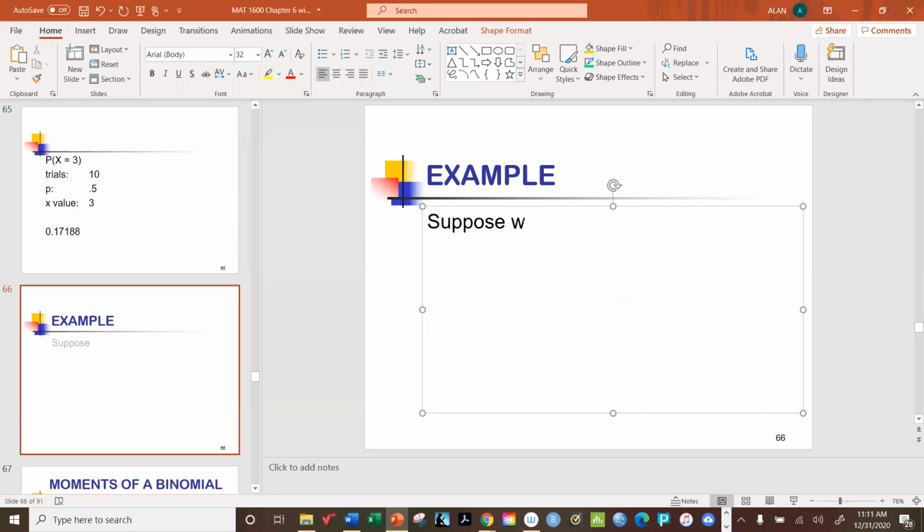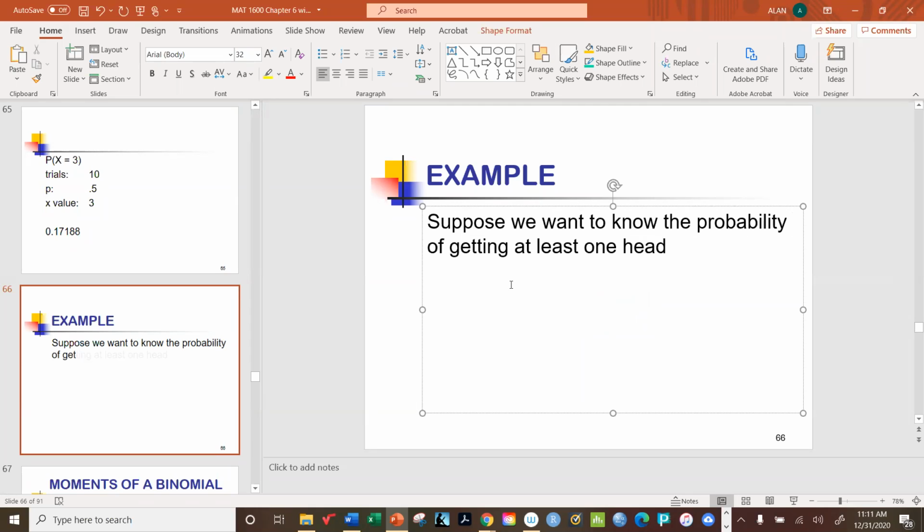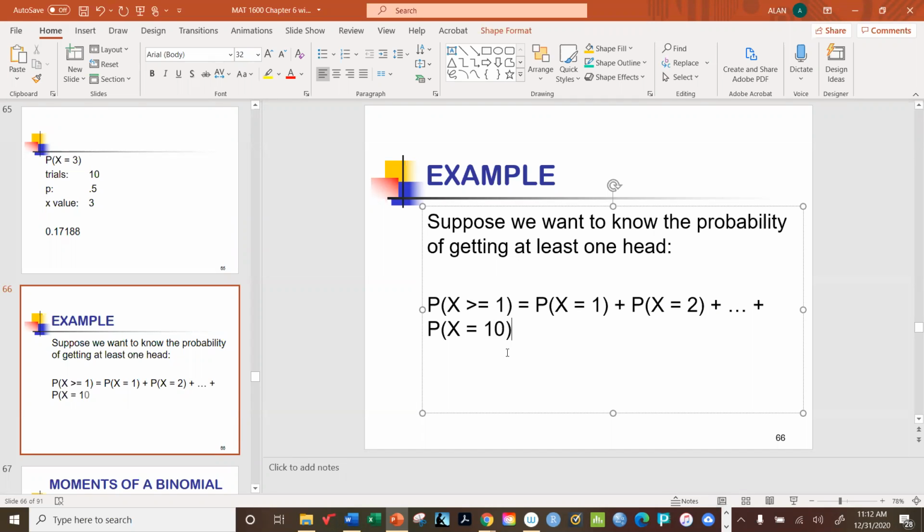Suppose we want to know the probability of getting at least one head. Well, that's greater than or equal to 1, which means what you'd have to do, if we wanted to calculate this individually with the binom PDF function, is a lot of calculations.